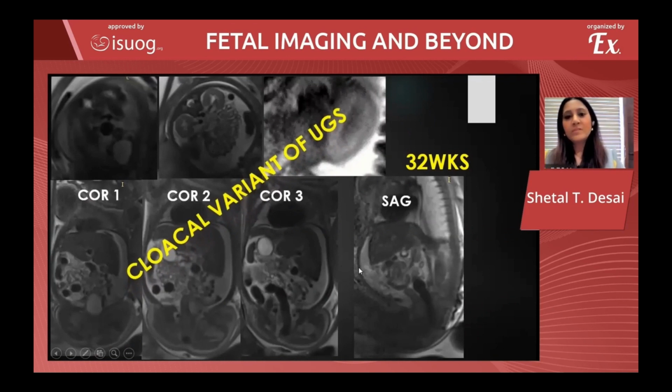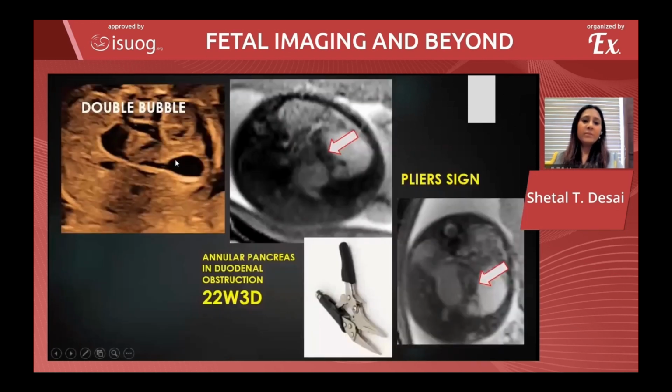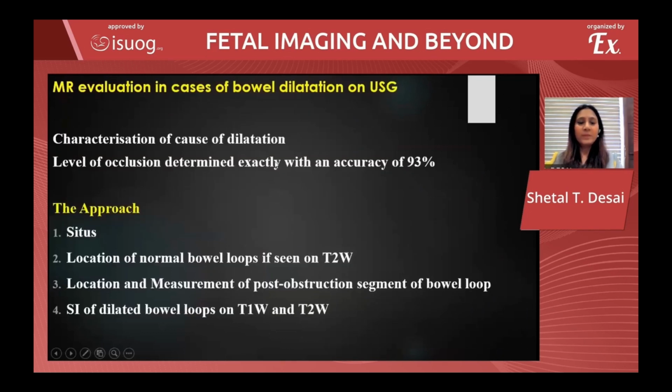Because of the time constraint, I would not be able to cover the entire spectrum of these malformations. But if you follow this approach, you can invariably reach a conclusion with confidence. A double bubble sign on ultrasound tells me that this is a duodenal obstruction. MRI tells me that this is an annular pancreas with a clear sign as a cause of the duodenal obstruction.